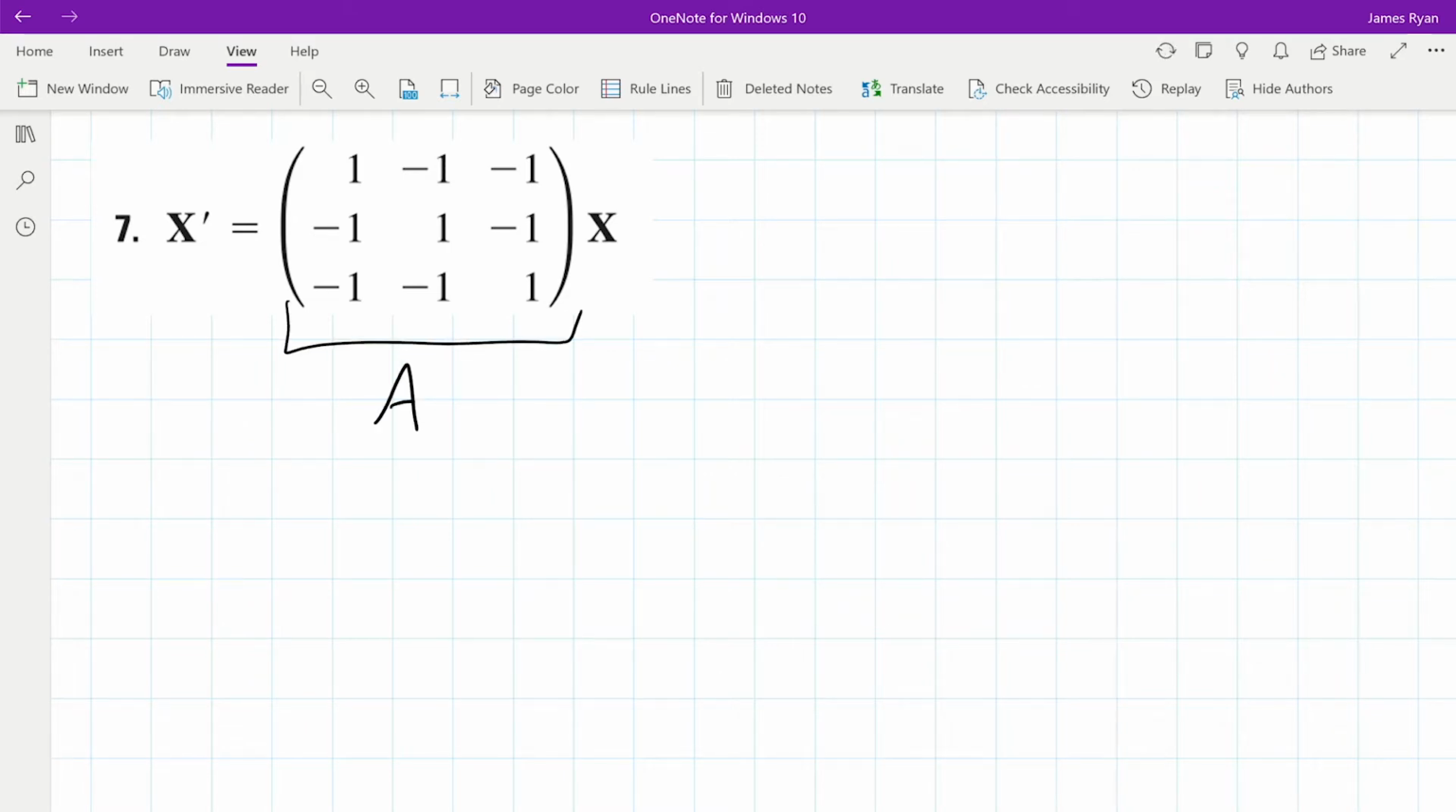I will go ahead and tell you the eigenvalues of A are lambda 1 is -1, lambda 2 is 2, and that eigenvalue occurs twice. So for lambda is -1, we have our eigenvector k1 is 1, 1, 1.